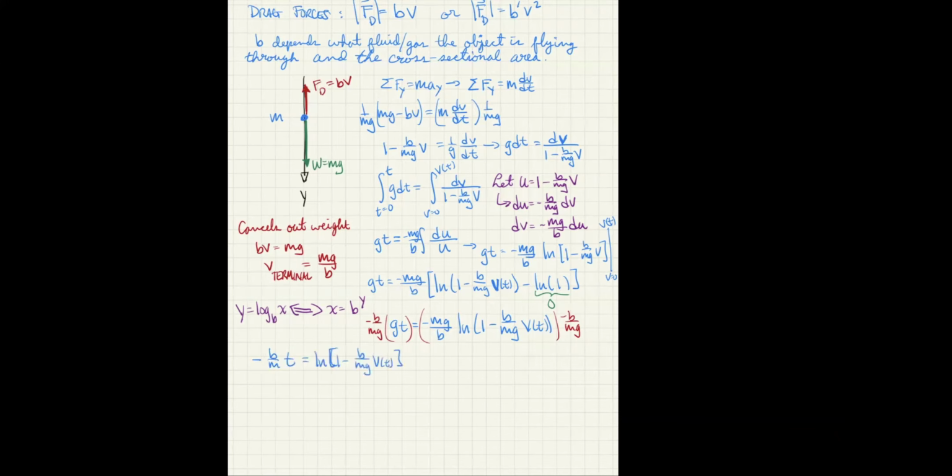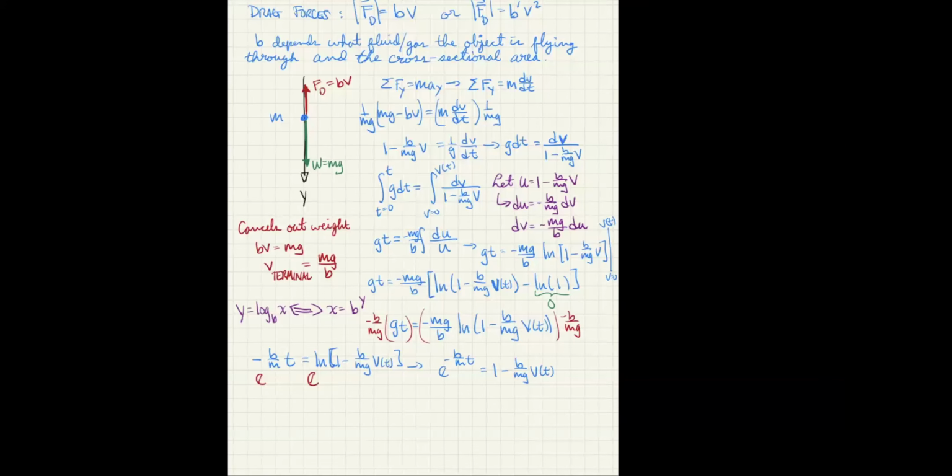Now what I'm going to do is imagine raising e to the left side power and then raising e to the right side power, setting them equal to each other. When I do that, remember, if you raise e to the ln power, then the result is just the argument of whatever you have in ln. So in this case, I'm going to say e to the negative b over m times t is equal to just 1 minus b over mg times v of t.